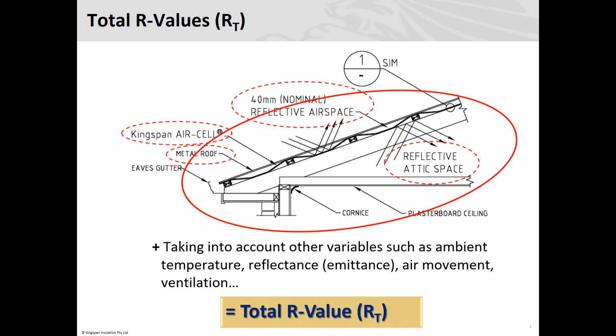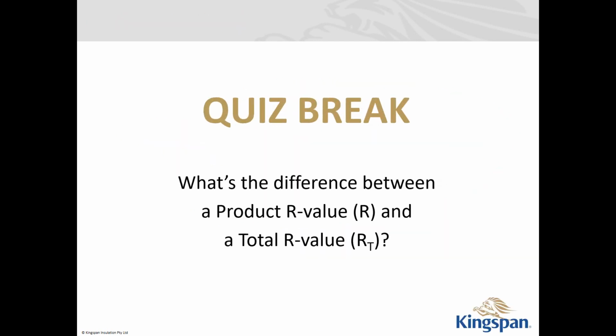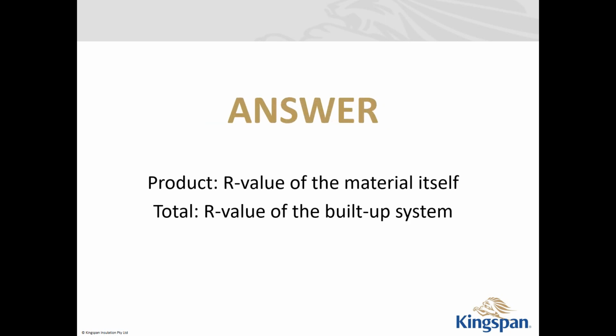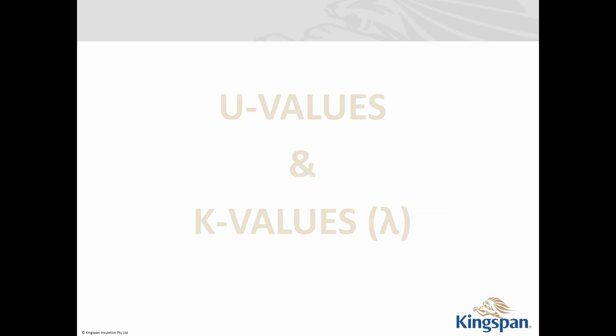So this system here is a total R value system. So this will be a good one for you. What's the difference between a product R value and the total R value? Any takers for the answer? Yes, the product R value talks about the insulation amount. Yep, you're right, with regards to the material. So the product R value is of the material itself, and the total R value is of the build-up system.